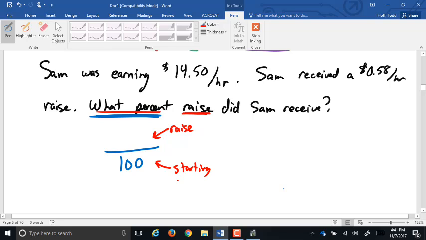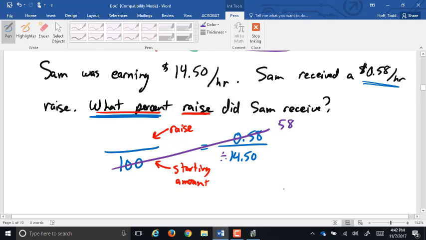The 1450. You are absolutely correct. So on the other side over here, the 1450 goes on bottom because that's the starting amount. It has to go with the 100. So that means what goes on top? The 58-cent raise. So then we'll solve this by cross multiplying and dividing. 100 times 0.58 is 58, divided by 1450 is 4. So that's 4 out of 100, or 4%.